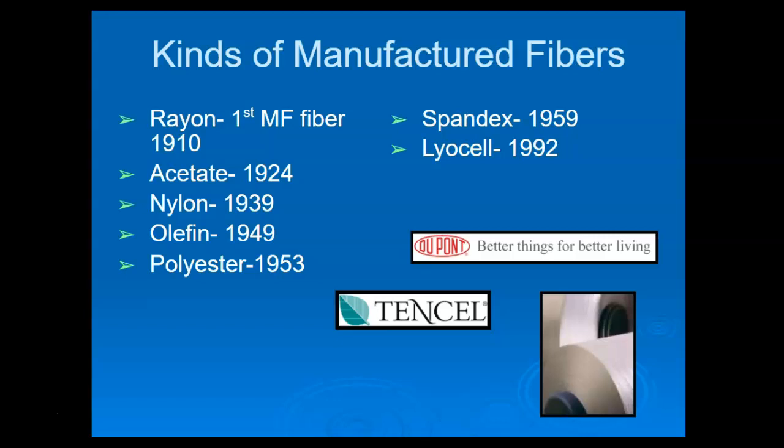And then we have lyocell. Lyocell is new, and it is used often in your athletic wear and sports shirts because of its good wicking properties. And it's also very strong.